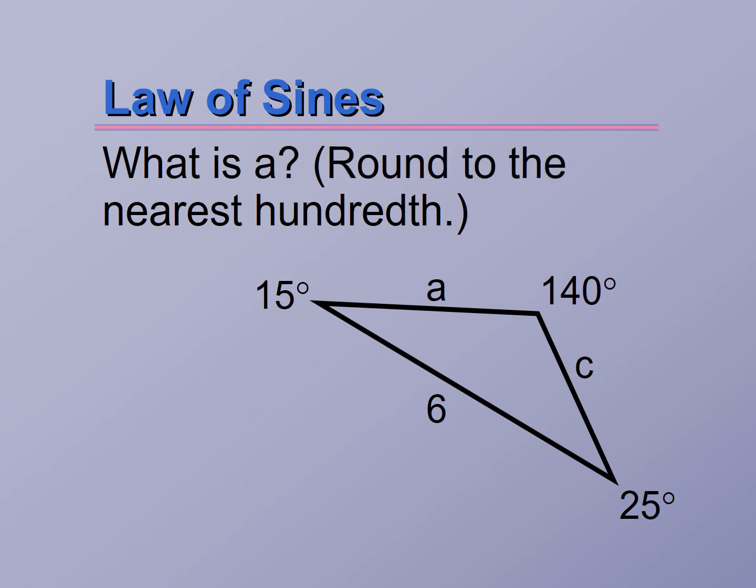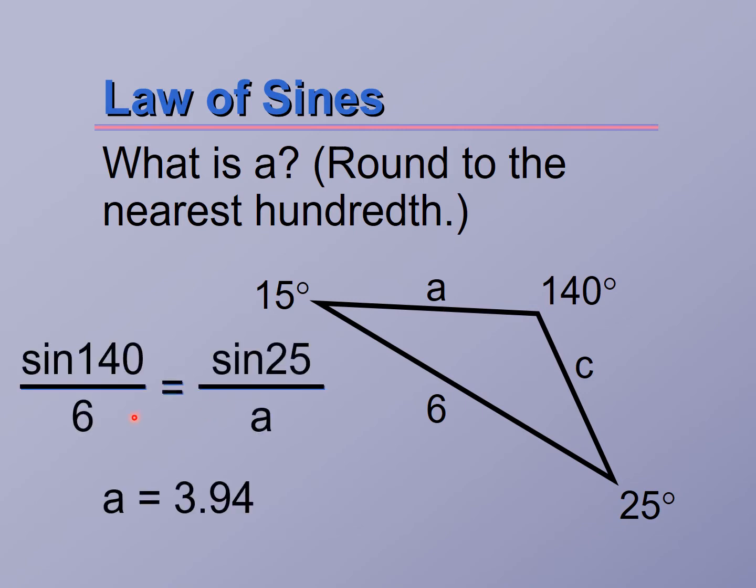Okay, so now we'll try another one where we try to find side A. So again, our known ratio is going to be the sine 140 over 6. And since we're trying to find side A, we're going to use sine 25 over A. Okay, and then we'll cross multiply. So that means that A would be equal to 6 times sine 25 divided by sine 140. And then as long as we're in degree mode, we should get 3.94 if we round to the nearest hundredth.